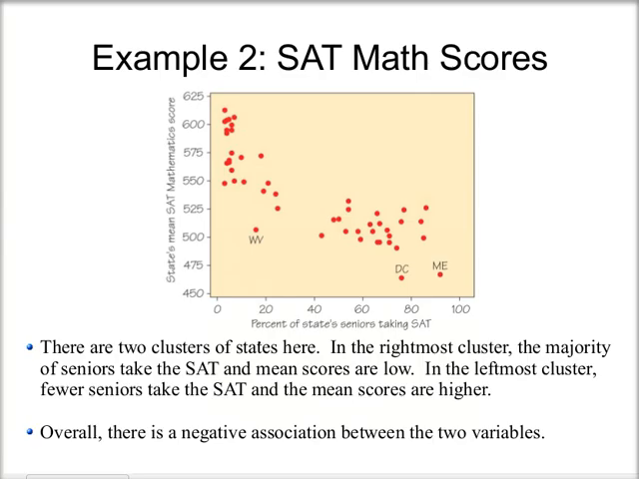You can also see that there are kind of two clusters of states here. We've got a cluster here and another cluster here. So in this cluster, we've got fewer seniors taking the test, and they have a higher mean score on average. And in this cluster, we've got more seniors taking the test, and their scores are lower on average. So overall, we've got a negative association.